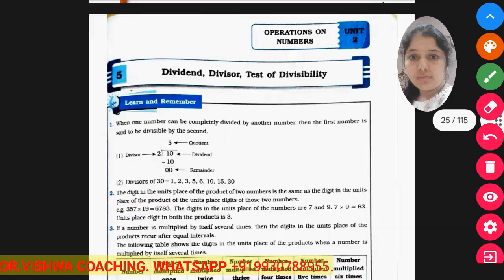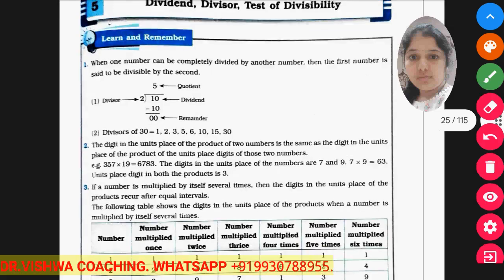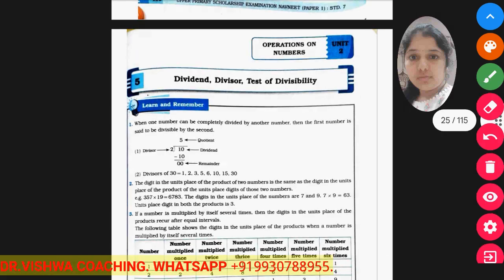Now dividend, divisor, and the test of divisibility. Now you all know which is the dividend, which is the divisor, and what is the quotient and remainder.